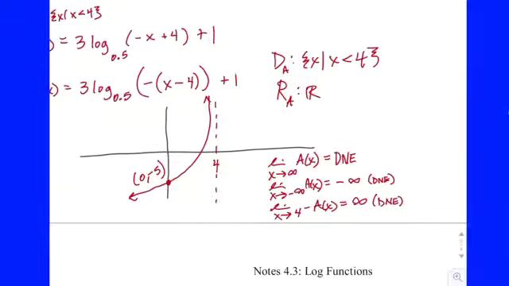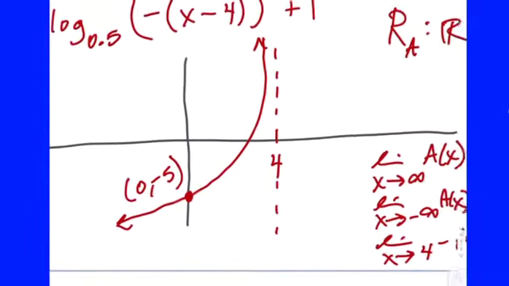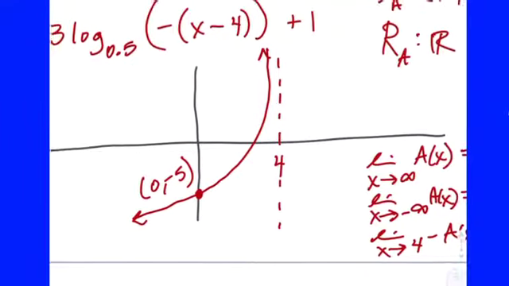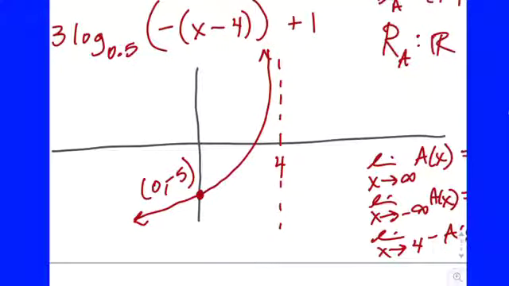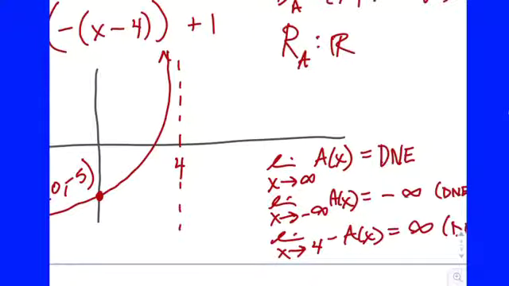Does this graph have any symmetry? Is it even, odd, or neither? Looking at the graph, does it have any y-axis symmetry? Heck no. Does it have origin symmetry? Turn it upside down, is it the same? I don't think so. So, no symmetry. No symmetry. That's okay. Not all dogs have tails.